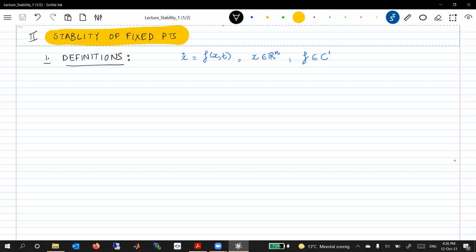And so this is about fixed points. So assume that our system has a fixed point, say x naught. And without any loss of generality, we are going to assume that x naught is the origin itself, which means that f of x naught, t for any time t is 0.